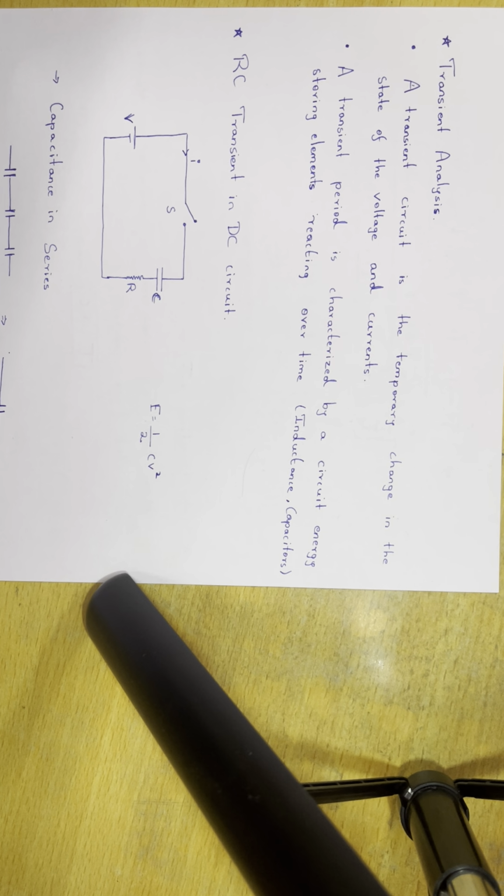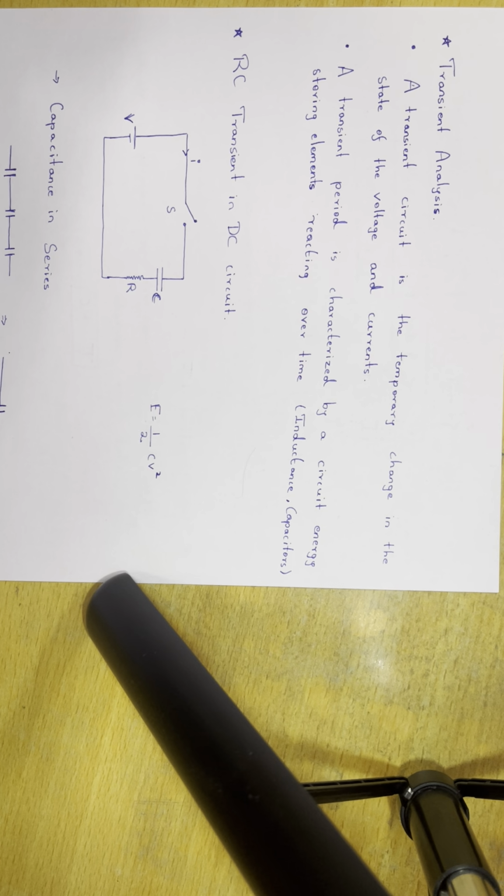Today we are going to talk about transient analysis. What is transient analysis? In a transient circuit, a temporary change in the state of voltage and current takes place. For example, what is a transient period? If a circuit has elements that store energy, the circuit reacting over time is called the transient period.